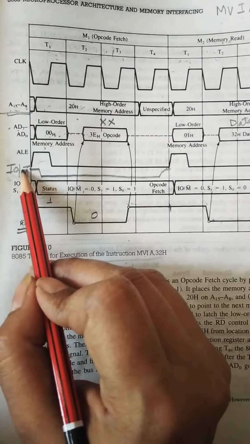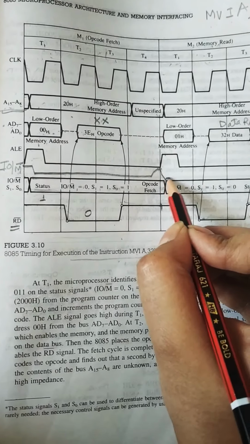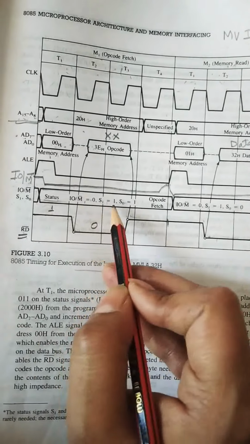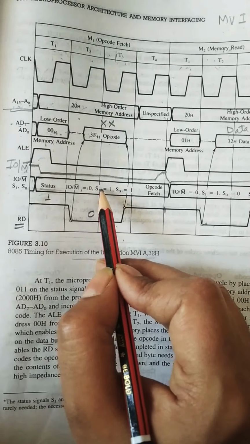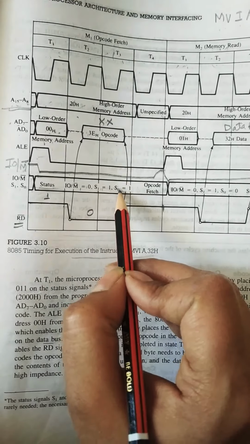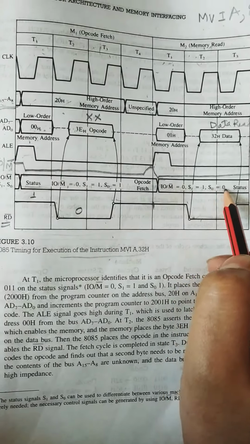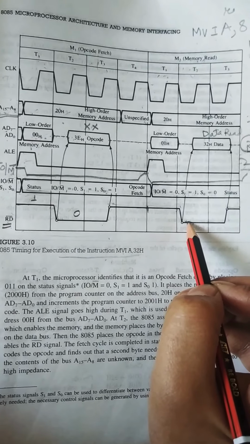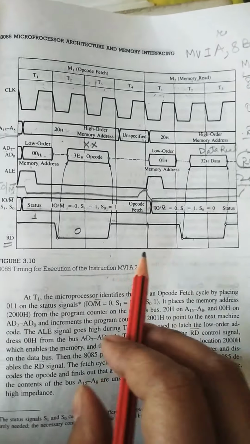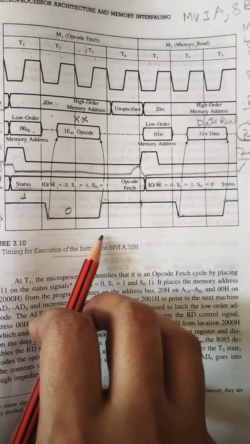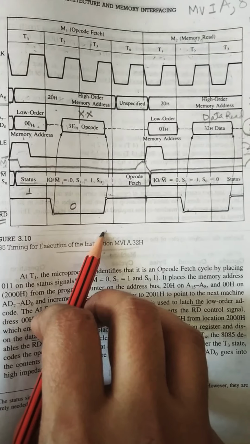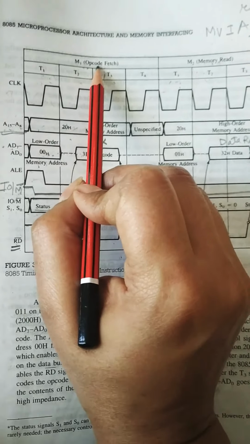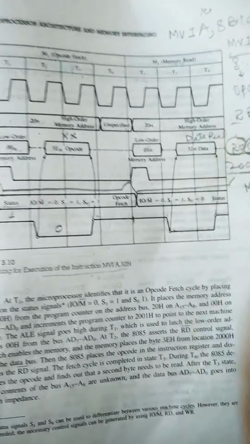Now again IO/M bar is a low signal. The status signal will be the same, but the status changes: S1 and S0 were 1, 1, now it is 1 and 0. Read bar is again terminated and again initialized at T2 to T3. So this is all about the MVI instruction, and it will help you in understanding the opcode fetch and memory read machine cycle.